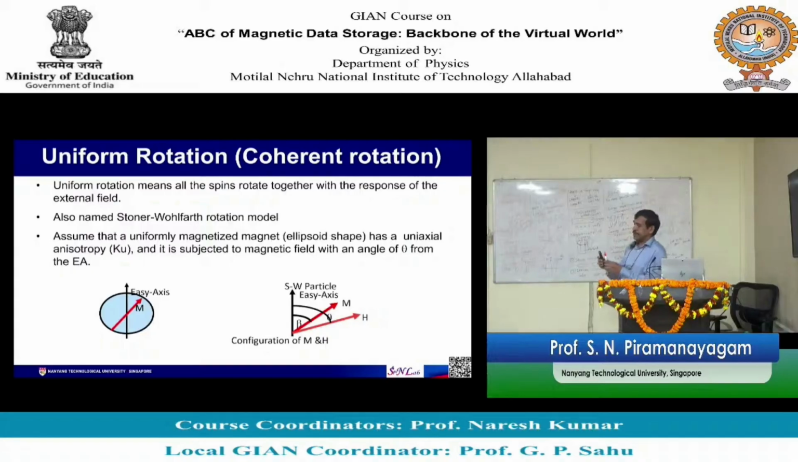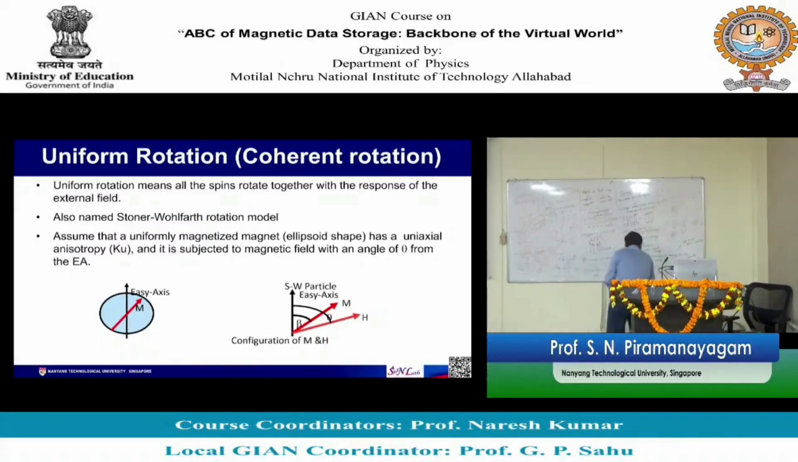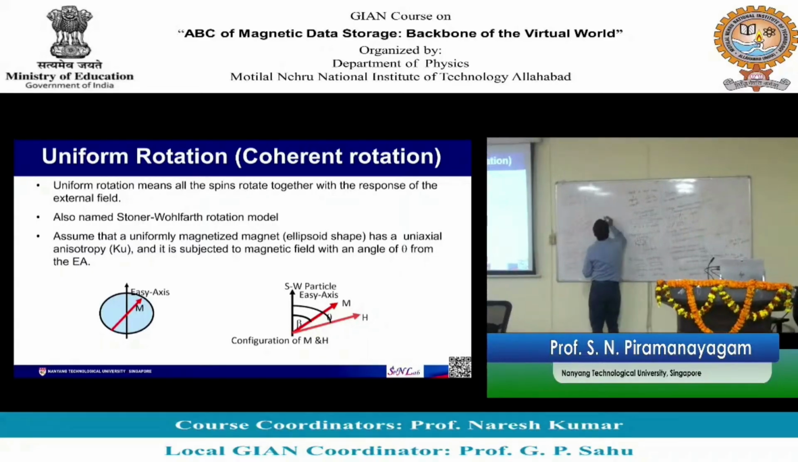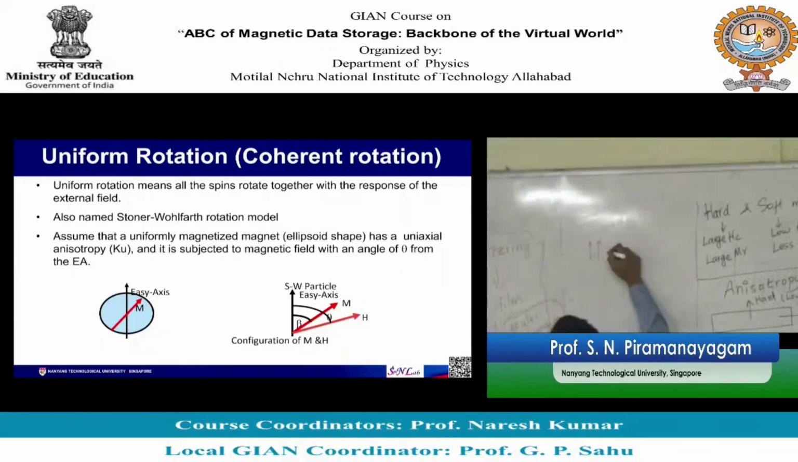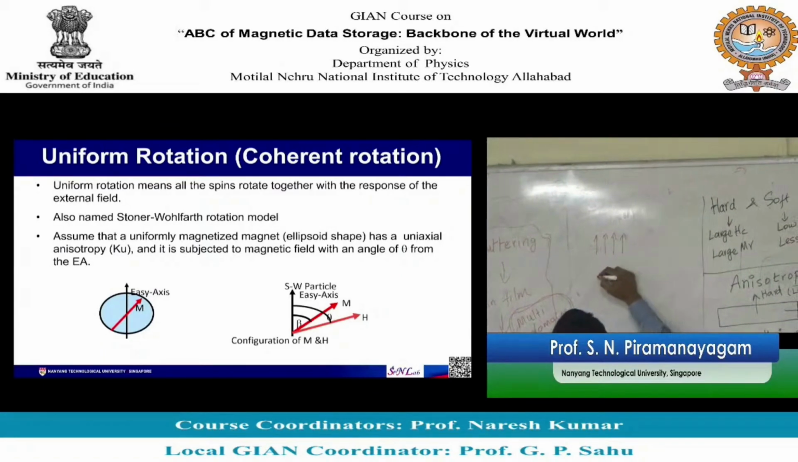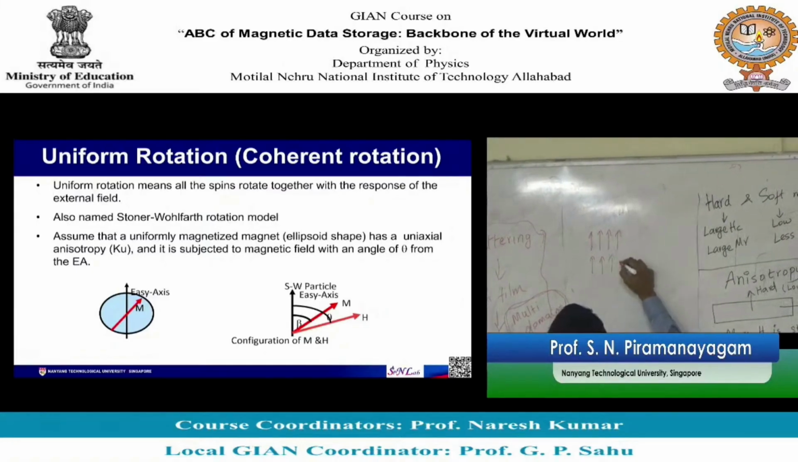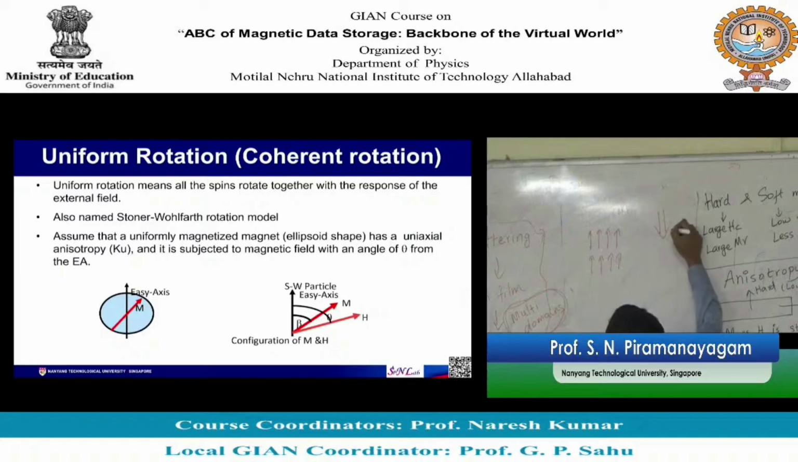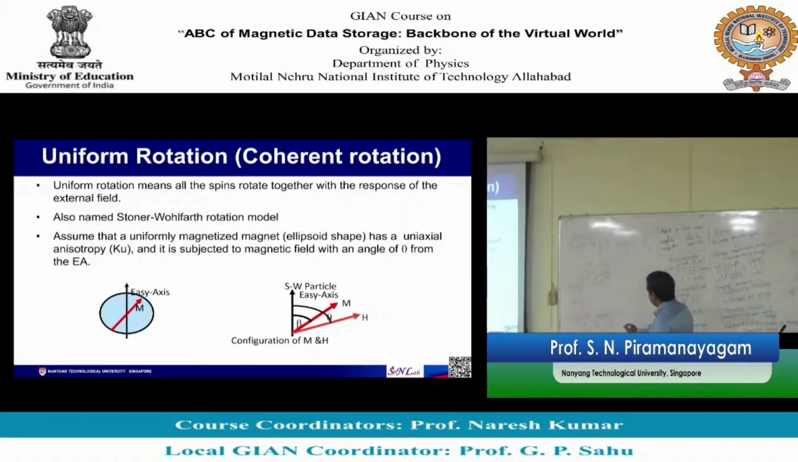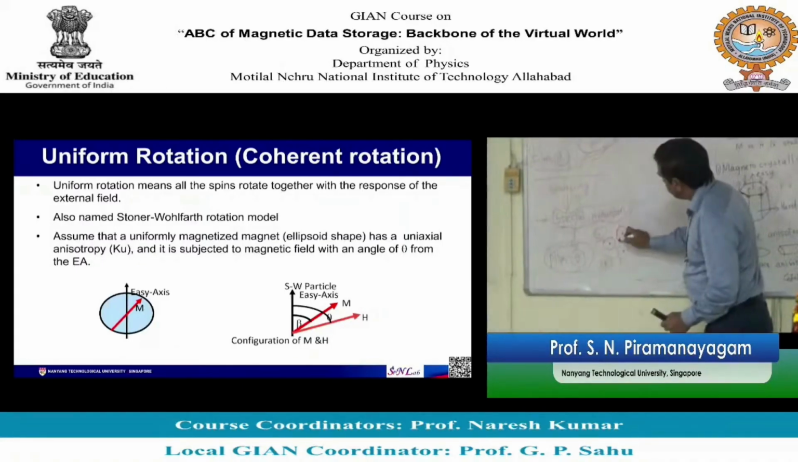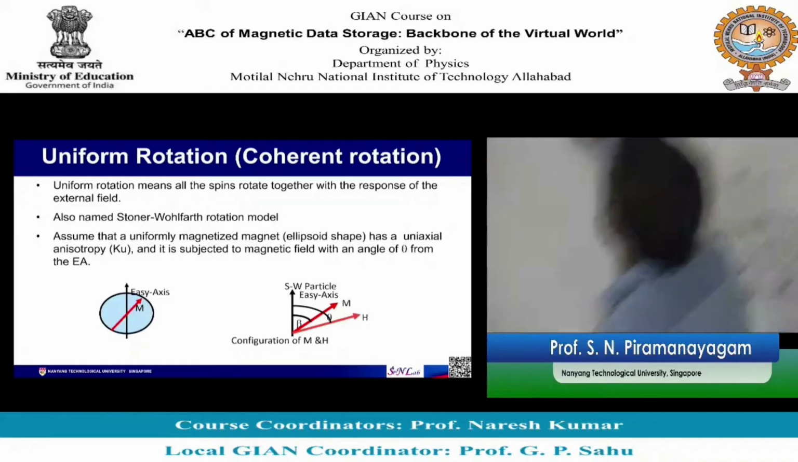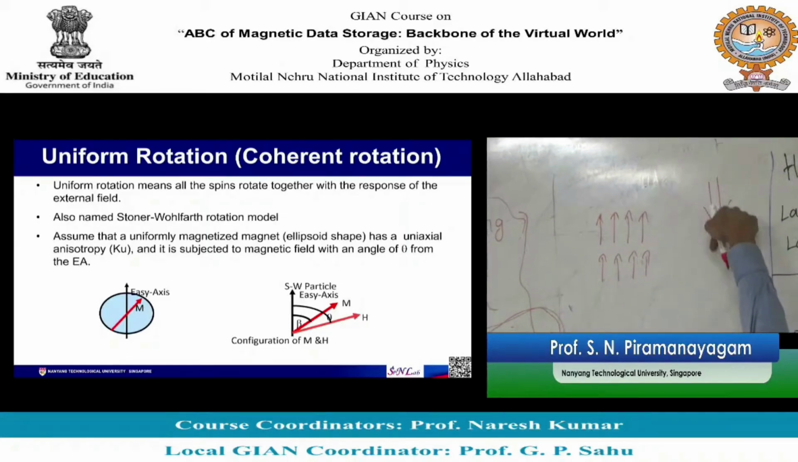For example, initially let us say all the spins are pointing like this. Now you apply a magnetic field along this direction. So this is within one single domain. I draw many circles, right. Within this circle there are many spins pointing up. Now you apply a magnetic field in the opposite direction.